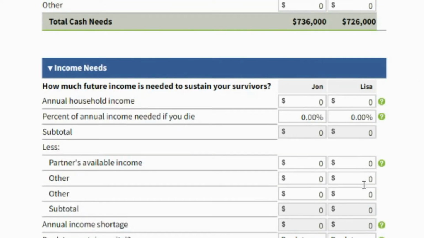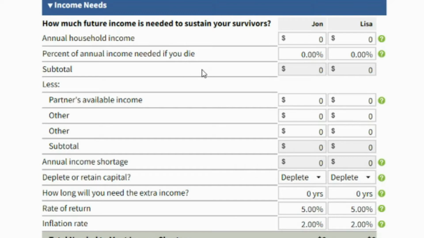Okay. So now when it comes to income needs, this is the amount of money that would be required to maintain your family's lifestyle. So when we calculate the annual household income, a lot of brokers like to put in the gross income, but the truth is that I always like to use your net income. And the reason is because it's not about how much money you make, but how much money you keep. So for this example, let's say that their household income after taxes is $120,000.